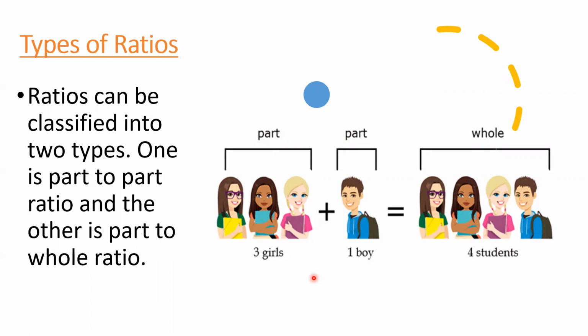So part-to-part ratio deals with the individual classes that we have within a quantity, and part-to-whole deals with how much of one quantity we have with respect to the entire group, okay? So again, part-to-part deals with one part of the group relative to another part of the group, and part-to-whole deals with one part of the group with respect to the whole entire group, okay? So that's what we mean by part-to-part and part-to-whole. But let's look at it more in depth.